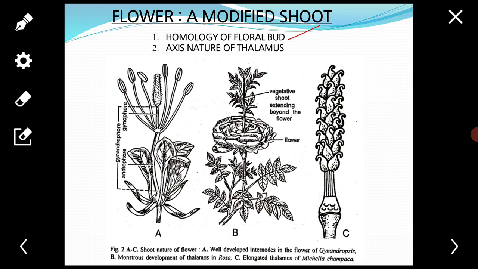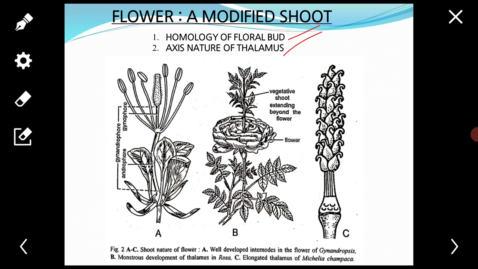Next fact, that is the modification. In plants like Agave and Allium sativum, the floral buds are sometimes modified into vegetative buds or bulbils. This indicates reversion of floral buds to the original structure, meaning the vegetative buds. Second, that is the axis nature of thalamus.